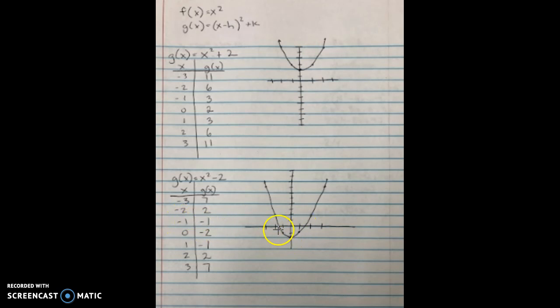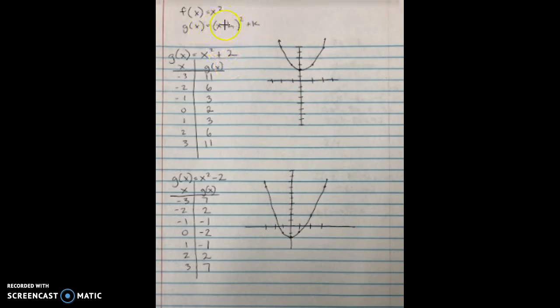The other coordinates are 1, -1; -1, -1; 2, 2; -2, 2; -3, 7; and 3, 7. There's our vertex, and you can stop right there. You can go on further if you want to.